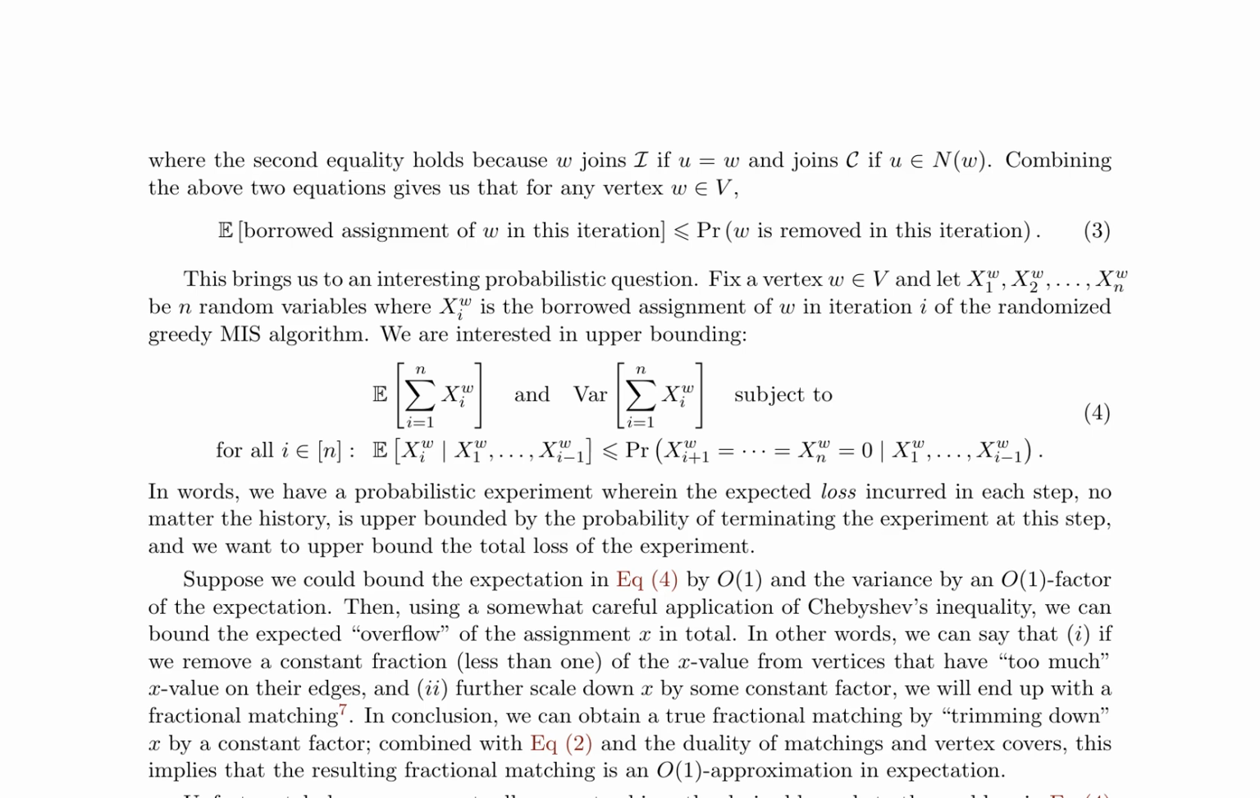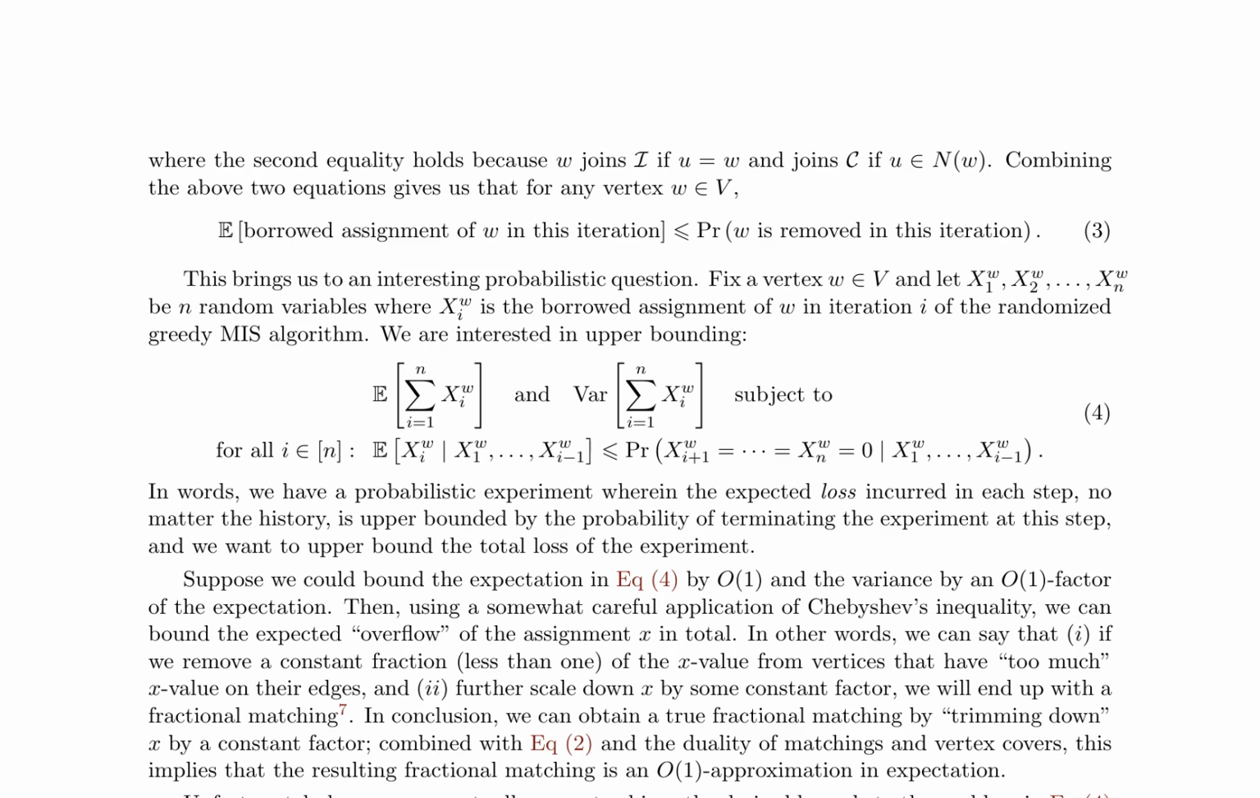In this section, the authors conduct a probabilistic analysis of the randomized greedy maximum independent set (MIS) algorithm. Their goal is to upper bound the expected overflow of the assignment x in total, which is crucial for obtaining an O(1) approximate fractional matching in expectation. They first establish an interesting probabilistic question, focusing on a vertex W and its borrowed assignment in each iteration. The authors introduce random variables xw1, xw2, ..., xwn, representing the borrowed assignment of W in each iteration.